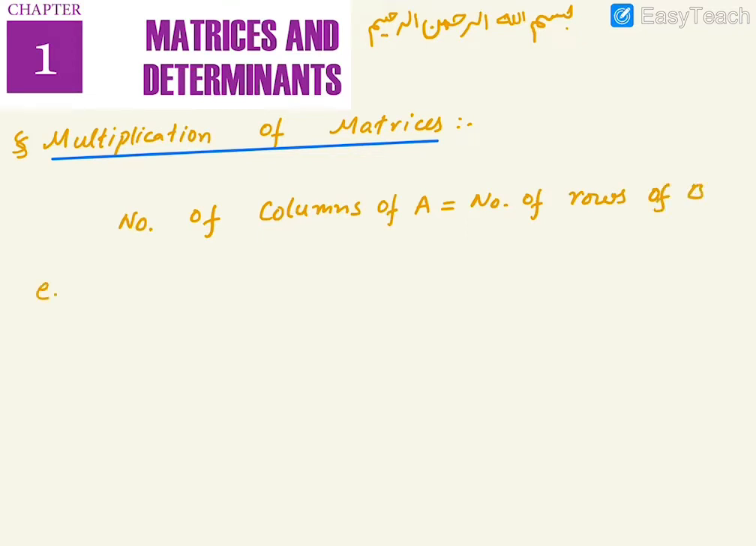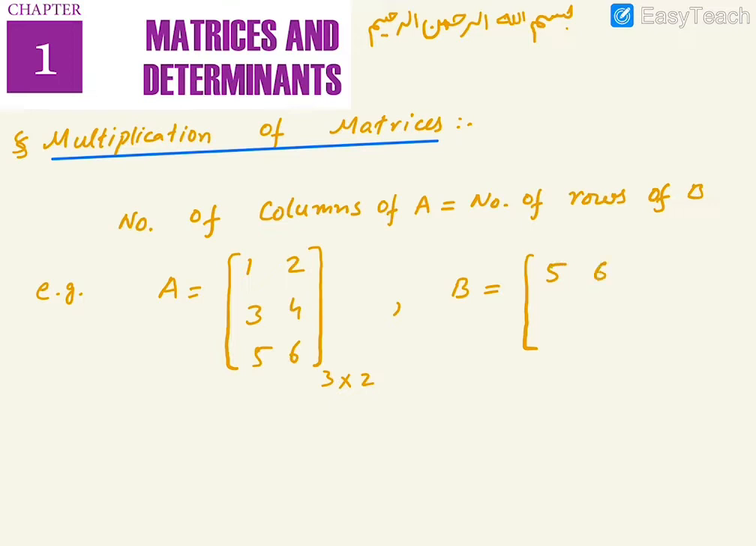For example, A matrix has 1, 2, 3, 4, 5, 6. 3 rows and 2 columns. What is the order of this matrix? 3 rows and 2 columns. And there is another matrix B, 5, 6, 7, 8, 9, 10 for example, and its order is 2 into 3.